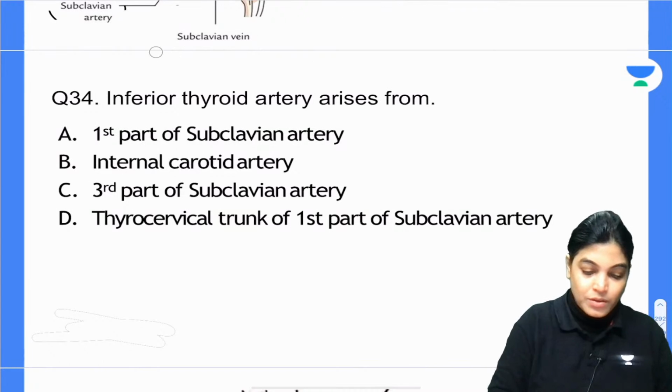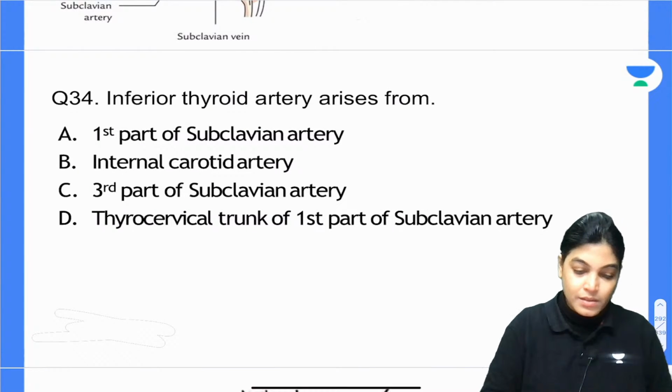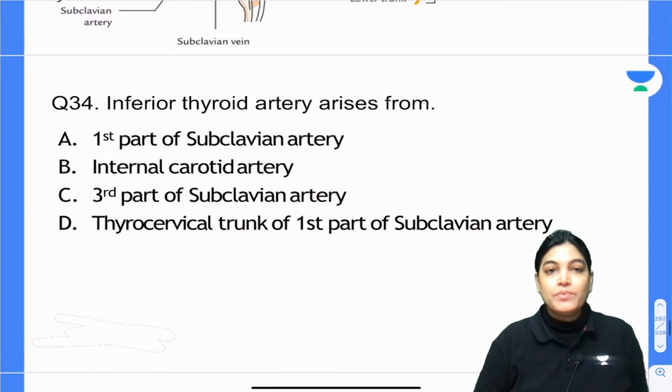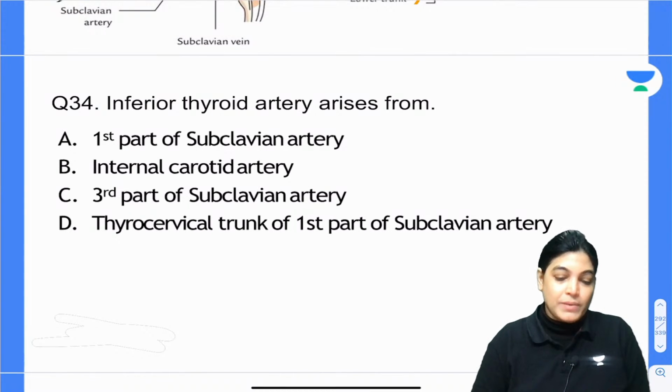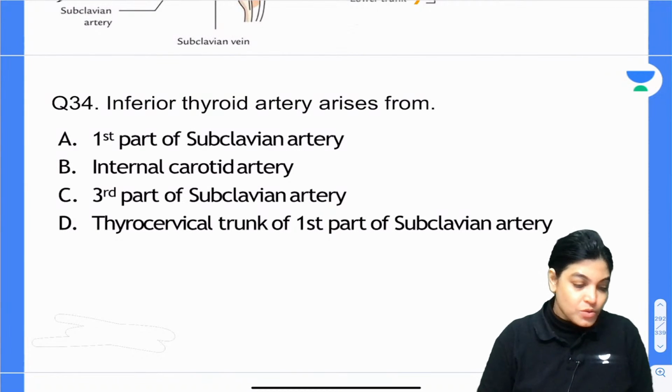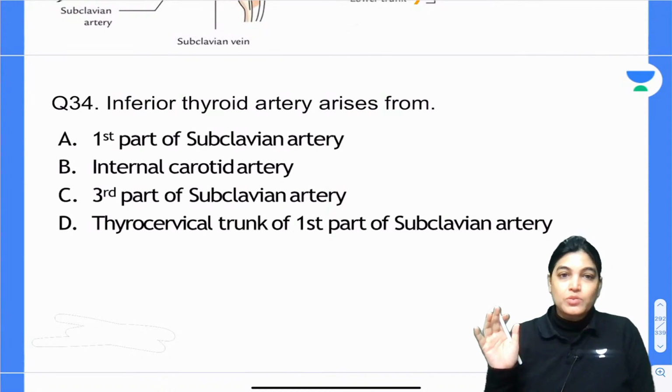Question number 34. Inferior thyroid artery arises from: option A, first part of subclavian artery; option B, internal carotid artery; option C, third part of subclavian artery; option D, thyrocervical trunk, that is a branch from the first part of subclavian artery. Inferior thyroid artery arises from which part? Which is the most appropriate answer for question number 34?